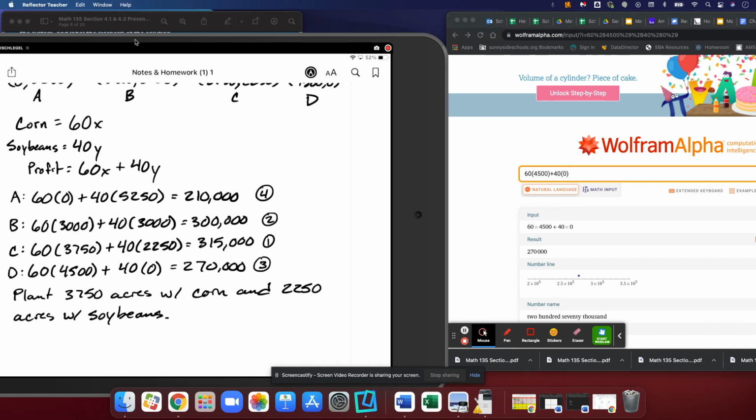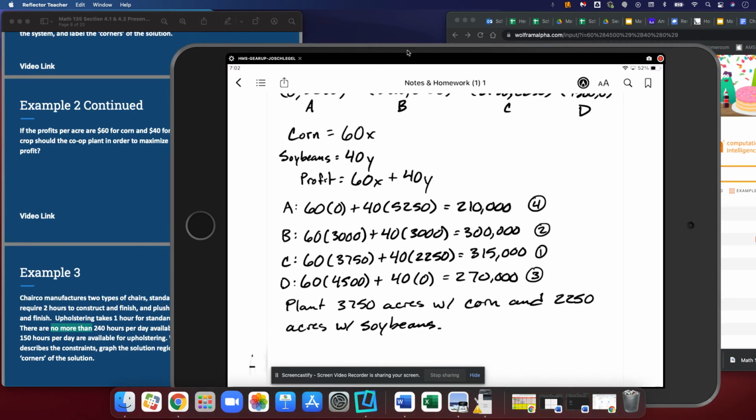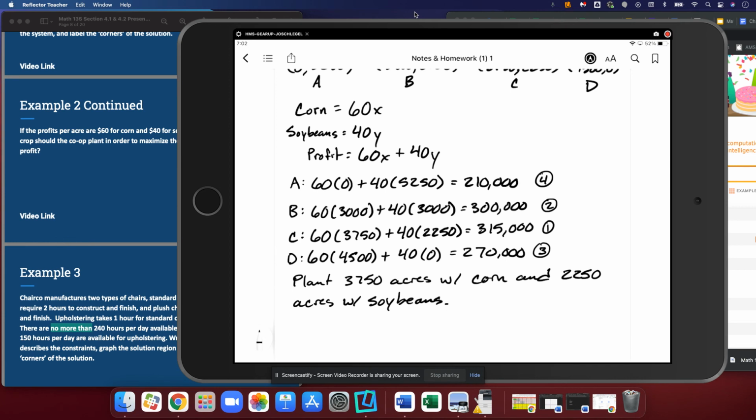So again, if I was a farmer working in the Yakima Valley and someone came with the knowledge of math of how to do this for me, I would be paying them a lot of money. Maybe someday you will be that person. Wouldn't that be cool?